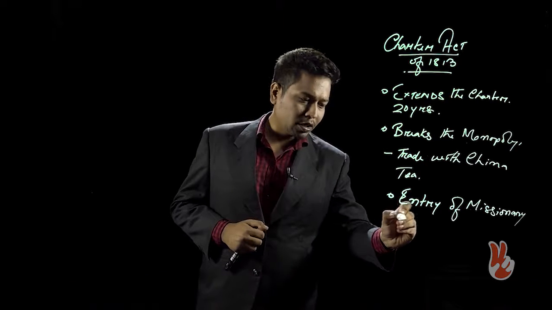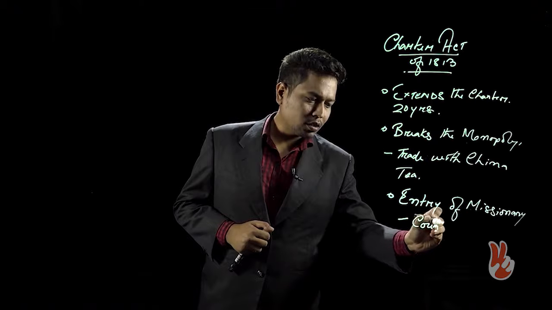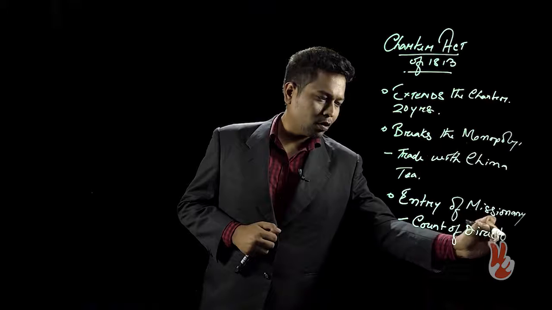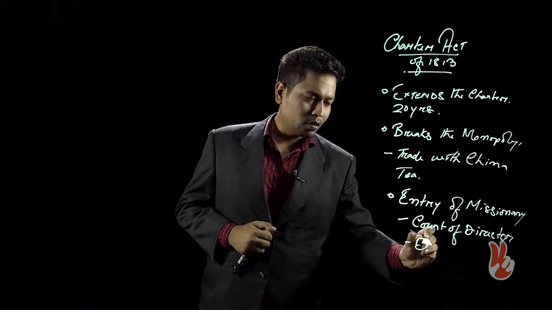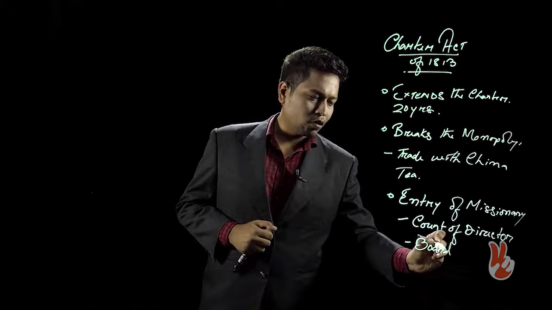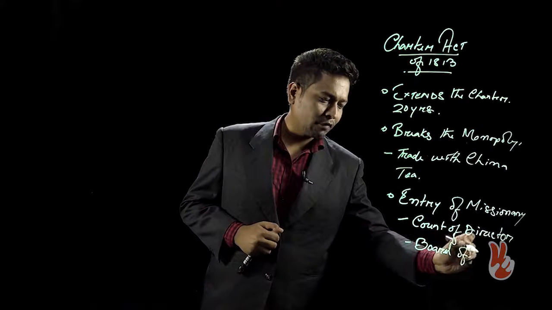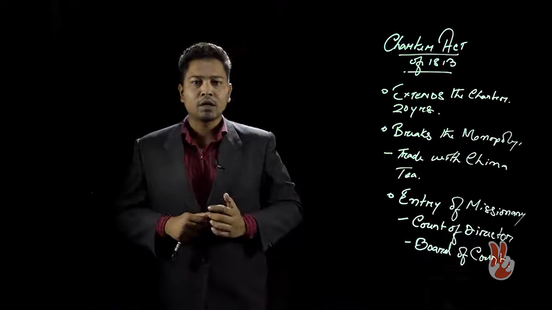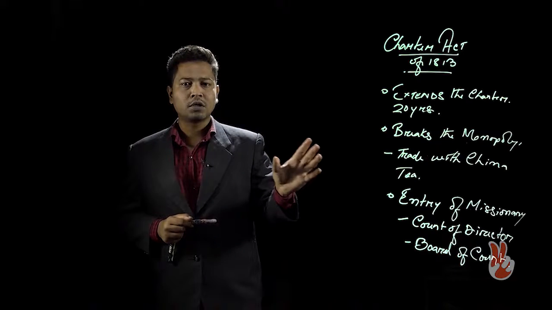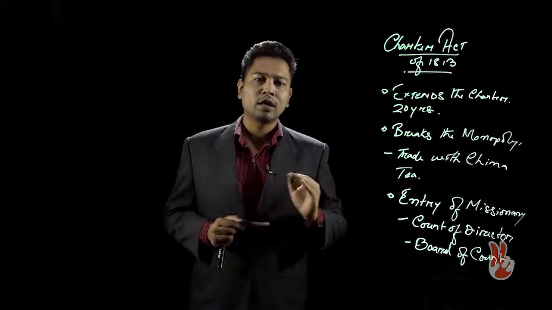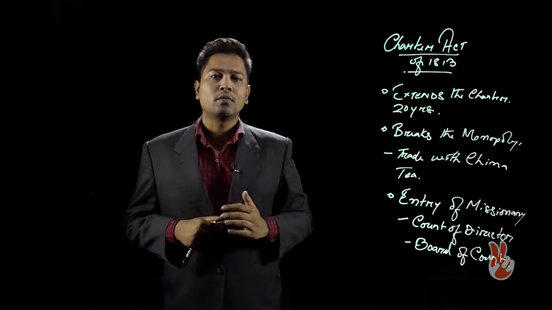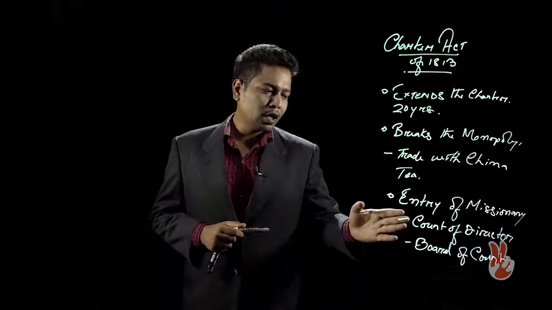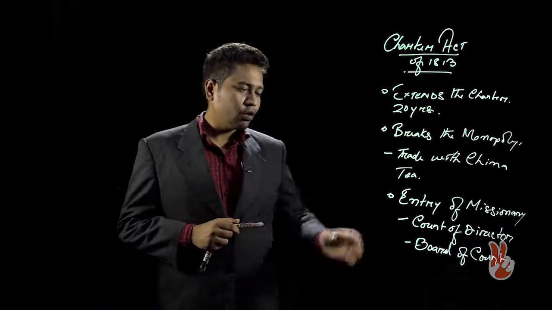explicit permission granted by the Court of Directors or the Board of Control. So, the Board of Control and the Court of Directors have to approve and permit the particular missionaries who are applying to enter into India and spread the gospel through missionary activities. They need to gain the approval of the Court of Directors and the Board of Control.